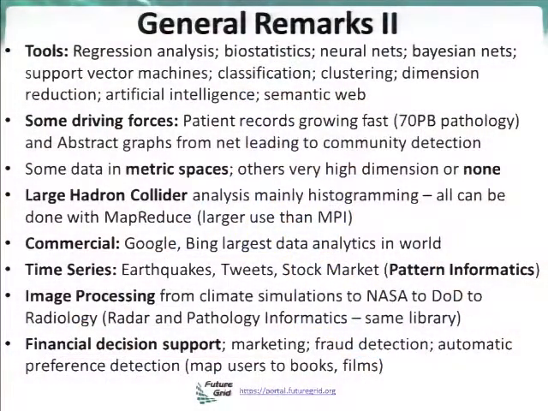You can guess which side I would be on, but I'm not in social informatics, so I don't make the decisions. And of course, we have lots of tools. I already pointed out 70 petabytes of pathology. Obviously, there are lots of exciting areas in network science. Obviously, some of the data is in metric space, some isn't. And there's some Large Hadron Collider, the type of work I used to do, except it was at Fermilab, not LHC. The dominant final stage is histogramming. It's actually some of the world's simplest data analysis, but it's done at a scale which makes it quite challenging.